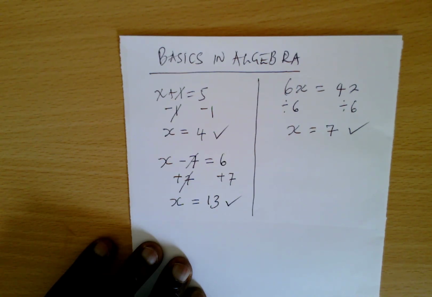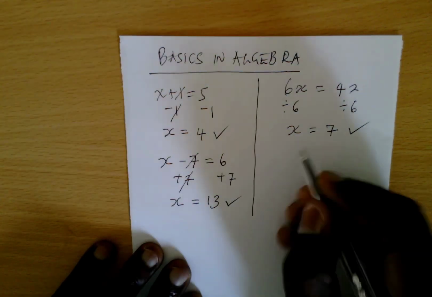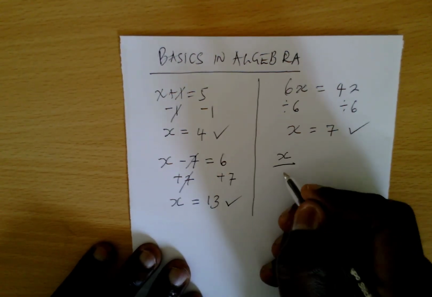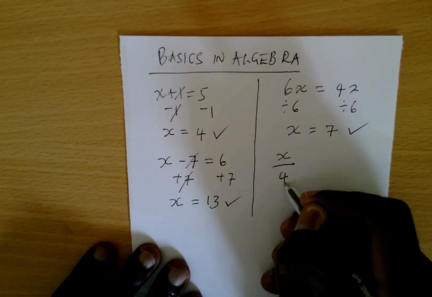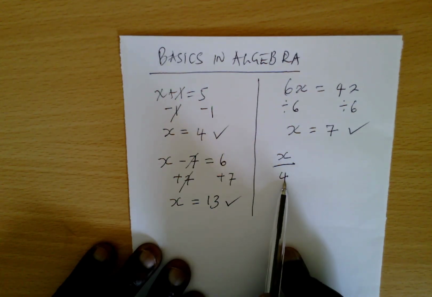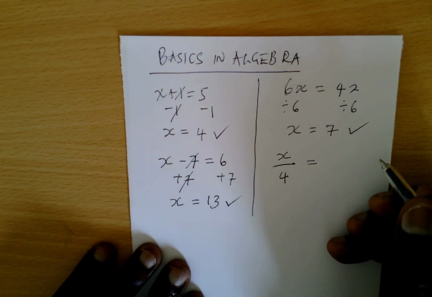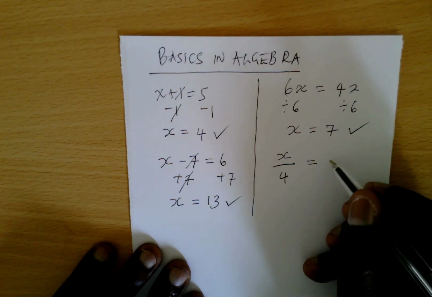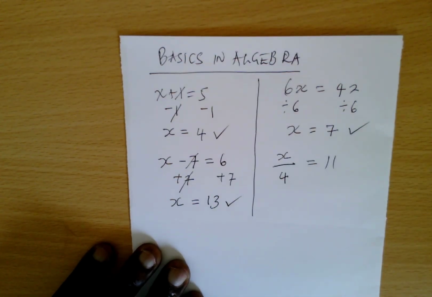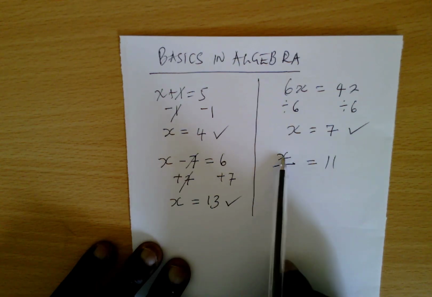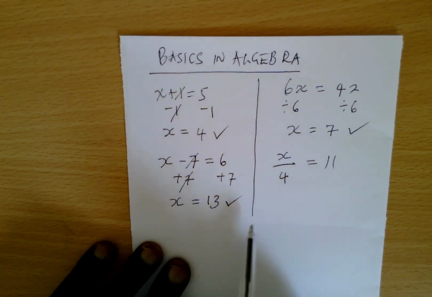The next one I need to do for you in this video will be x divided by 4. X over 4 is the same as x divided by 4 is equal to, let me say, 11. X divided by 4 is equal to 11. We are meant to solve this equation, to solve for x. Now, we're looking for a number that divides by 4 to get 11.